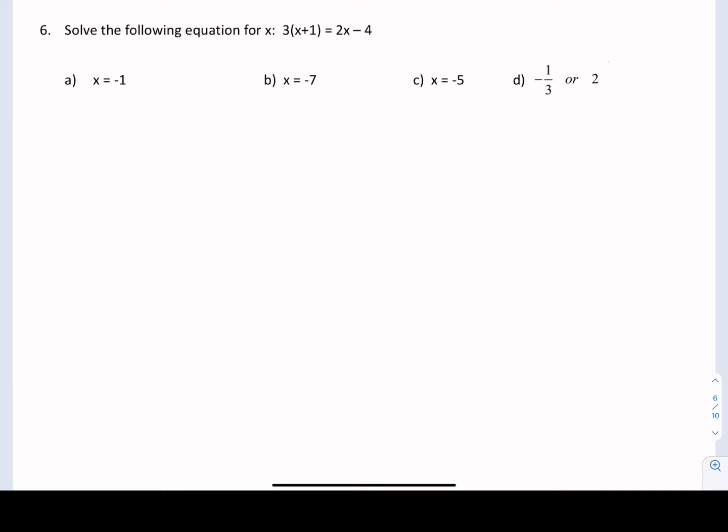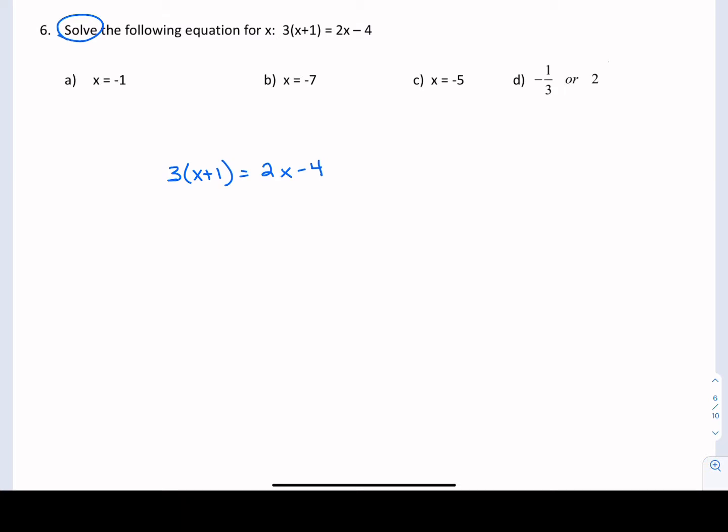We have another new set of instructions for question 6. We're asking you to solve the following equation. We're asking you to solve the equation for x, which means we want to know what x equals. So when you hear that word solve, it means tell us what that variable is equivalent to. So the equation we have is 3 with a bracket, and then we've got x plus 1 equals 2x minus 4. So the first thing we need to do is identify the type of equation this is.